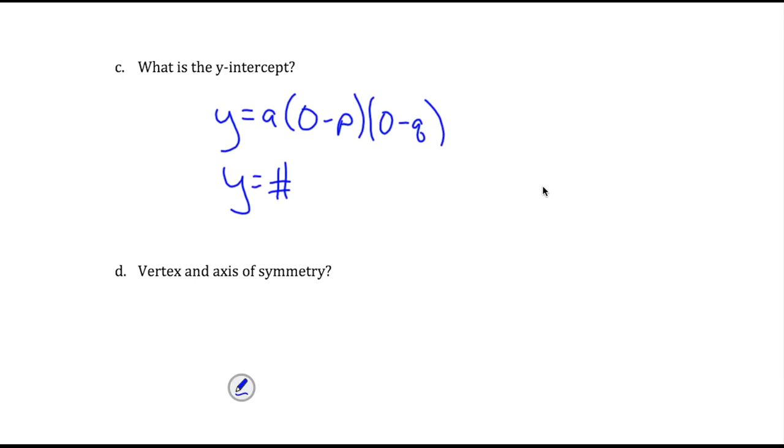The vertex and axis of symmetry, this is where it gets tough, because vertex form gave us the vertex, the x and y value of the vertex. Standard form, we use negative b over 2a, and I guess that would be one option for figuring out the vertex here: multiply it all out, then use negative b over 2a. Boy, that's not particularly useful.